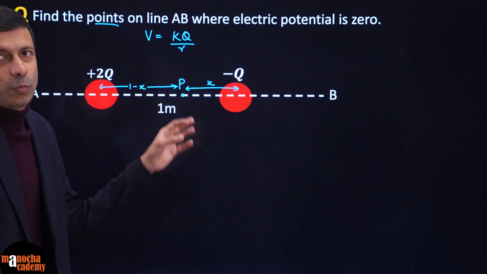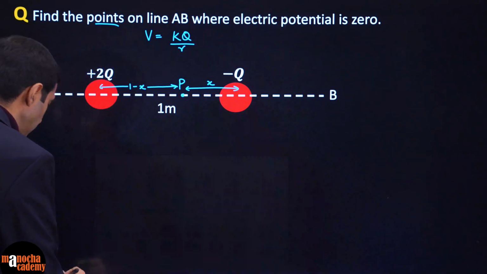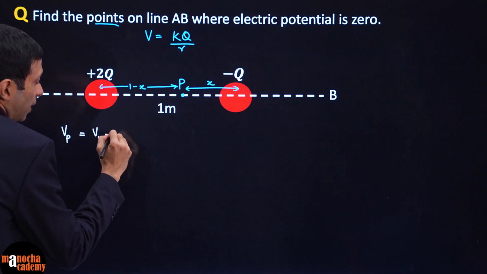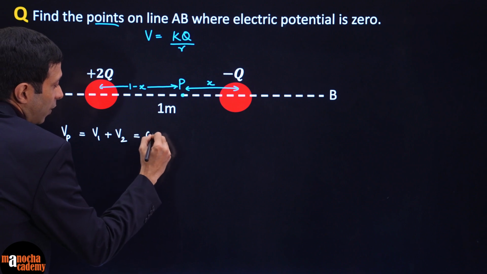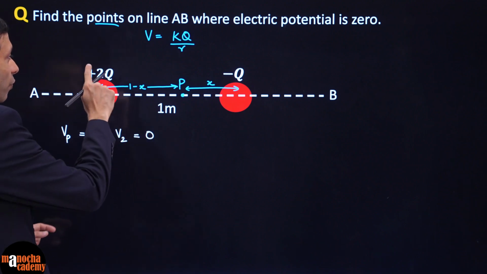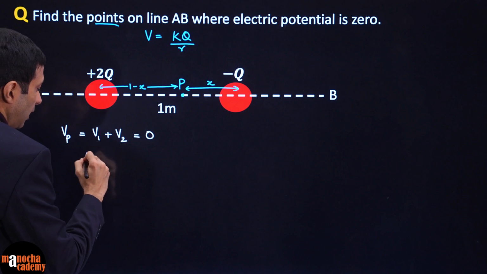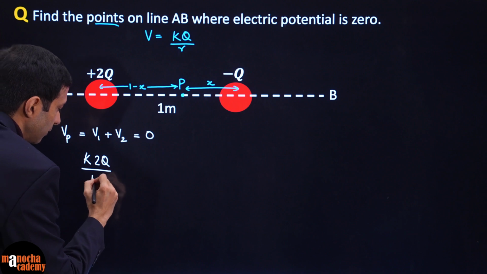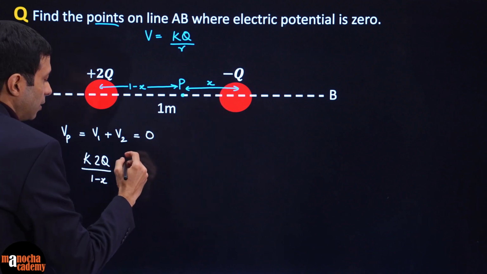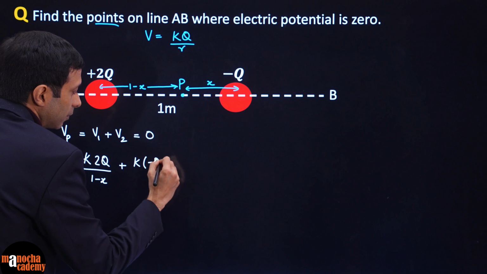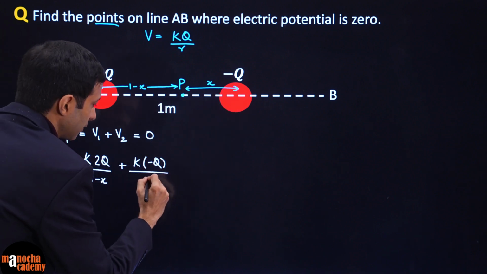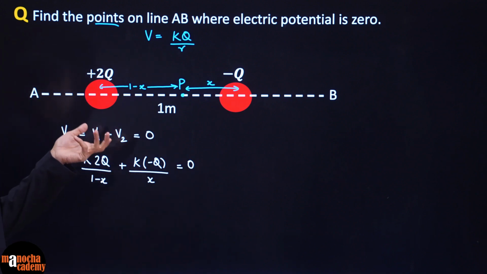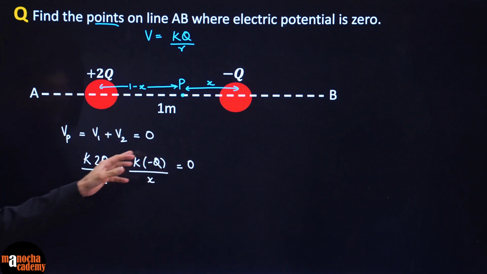Now let's look at these two potentials. We want them to be 0. So basically we want that at point P, Vp, which is equal to V1 plus V2 due to the two charges, to be 0. Now what is V1 plus V2? V1 due to this charge, let's apply the formula: k times plus 2q divided by this distance, the distance is 1 minus x, plus, what do we have here? k times minus q divided by the distance, which is x. And that equals 0. That's it. I just have added up the two electric potentials. They are scalar quantities. We can add them up and equate it to 0.